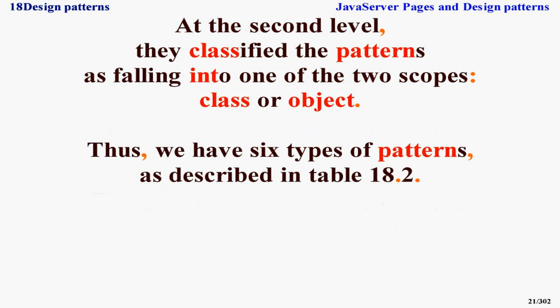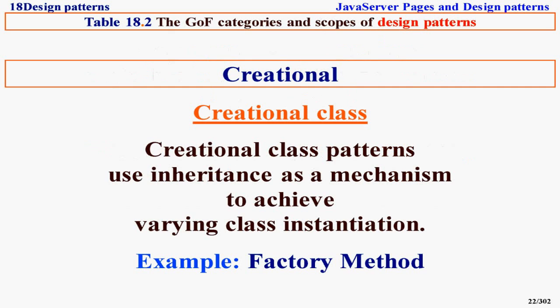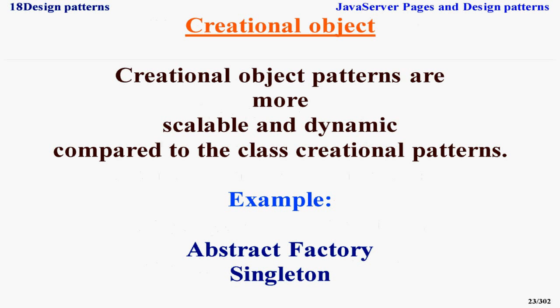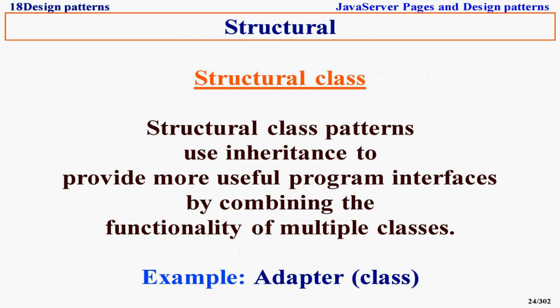At the second level, they classified the patterns as falling into one of the two scopes, class or object. Thus, we have 6 types of patterns, as described in Table 18.2. Table 18.2. The GoF categories and scopes of design patterns. Creational class. Creational class patterns use inheritance as a mechanism to achieve varying class instantiation. Example: factory method. Creational object. Creational object patterns are more scalable and dynamic compared to the class creational patterns. Example: abstract factory, singleton.